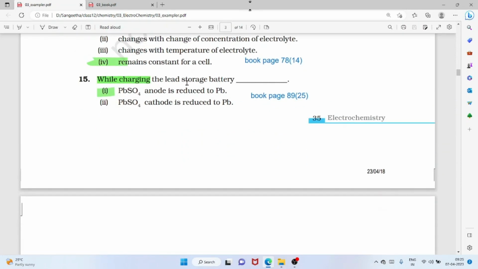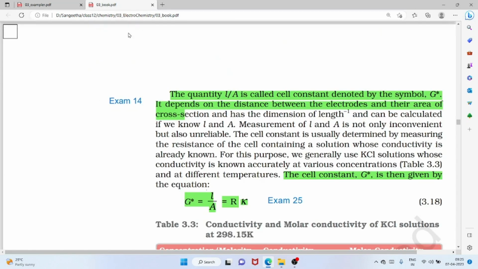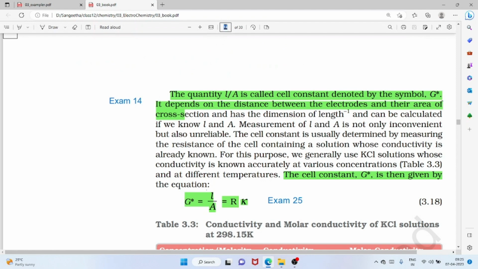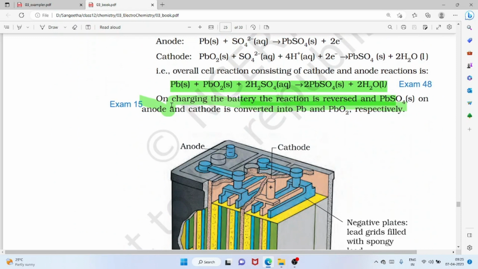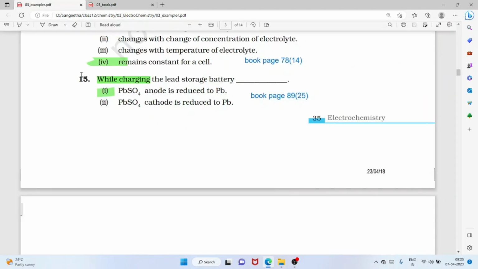While charging the lead battery, they are asking why PbSO4 at the anode is reduced to Pb. So on charging, this equation will be reversed.